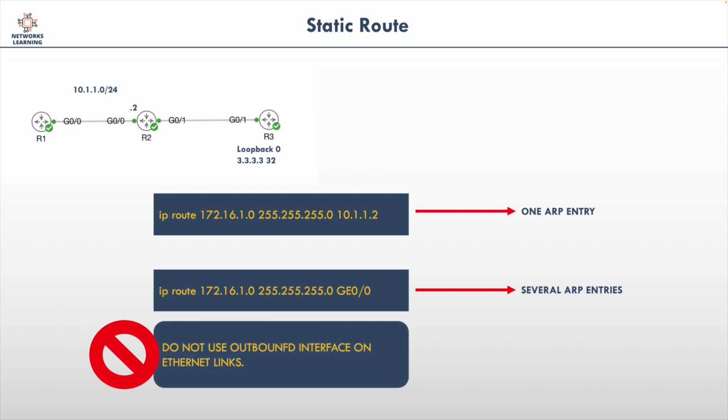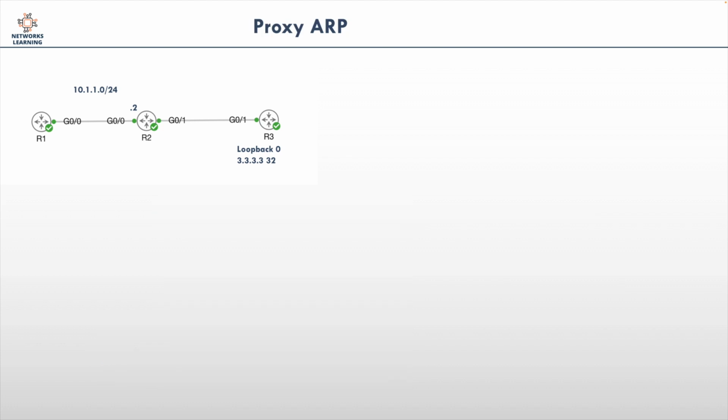The recommendation is to avoid using outbound interfaces on Ethernet links. This will be a lot more efficient and saves you resources on your router. Now let's look at the Proxy ARP.